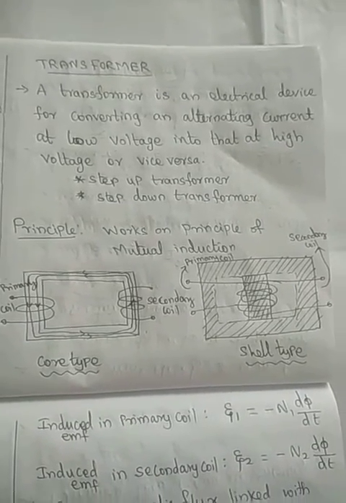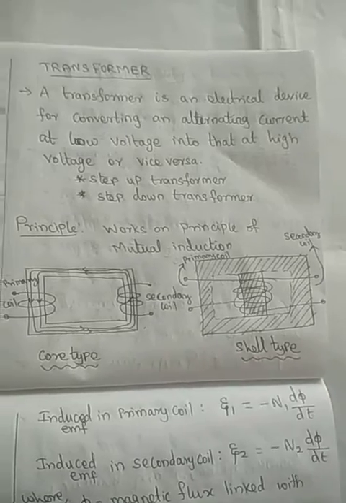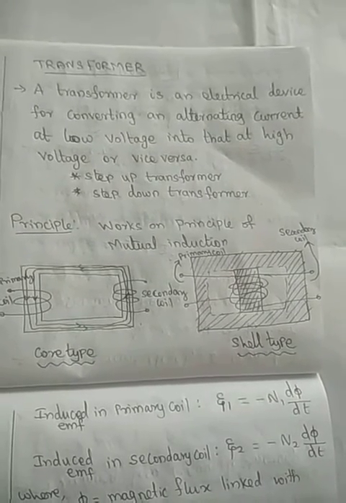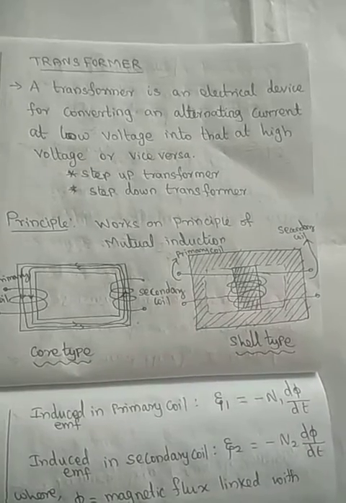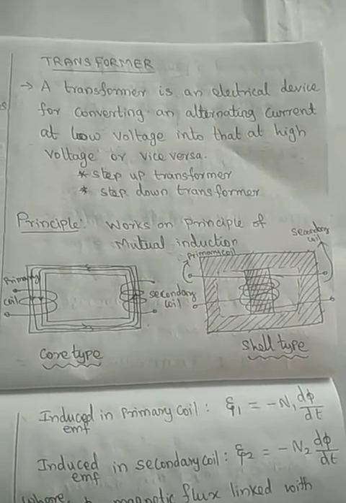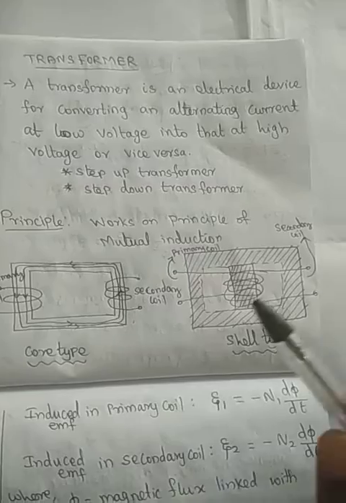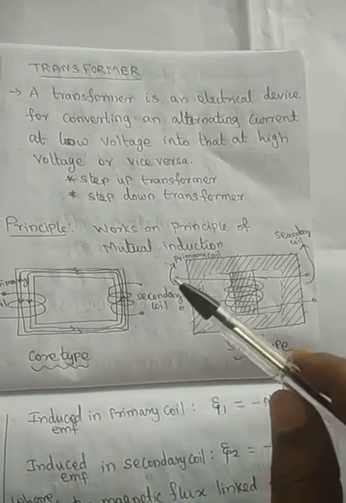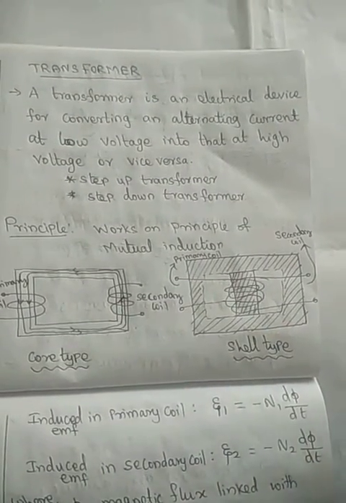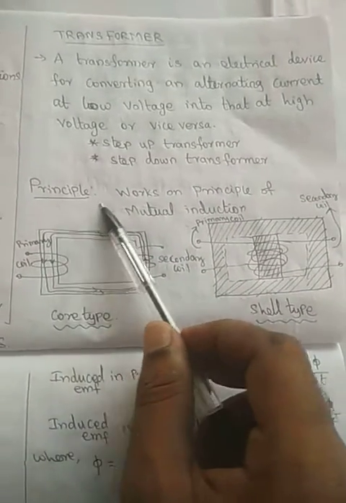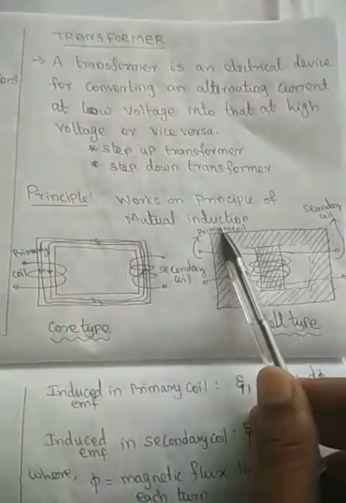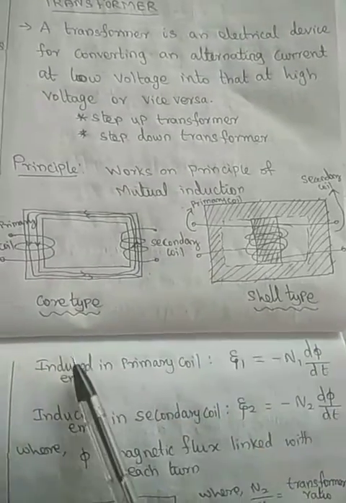Transformer. So a transformer is an electrical device which converts alternating current at a low voltage into that at a high voltage or vice versa. That means it is an electrical device which converts a low voltage into high voltage and high voltage into low voltage. So the working principle of a transformer is mutual induction.